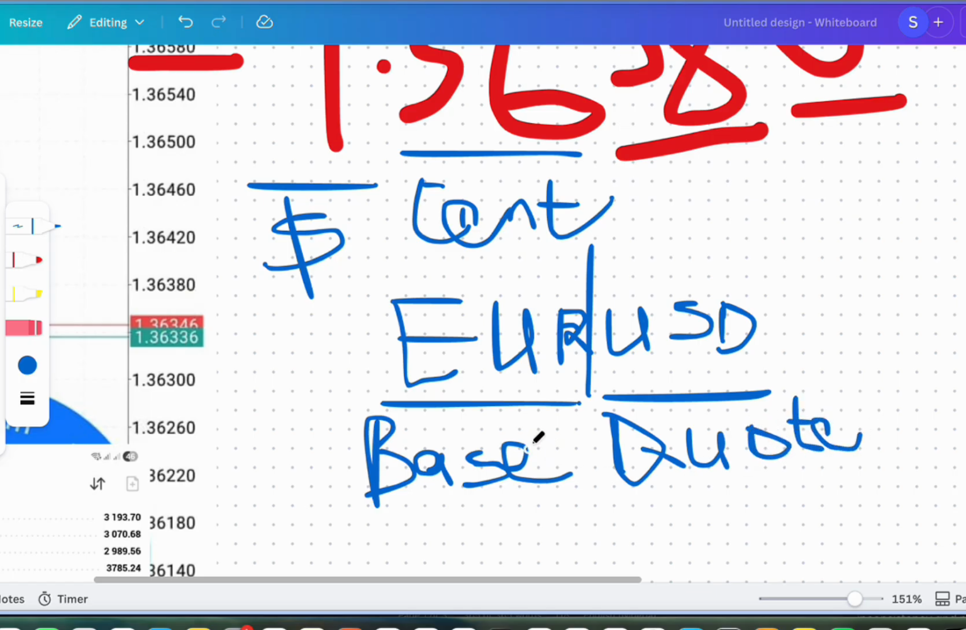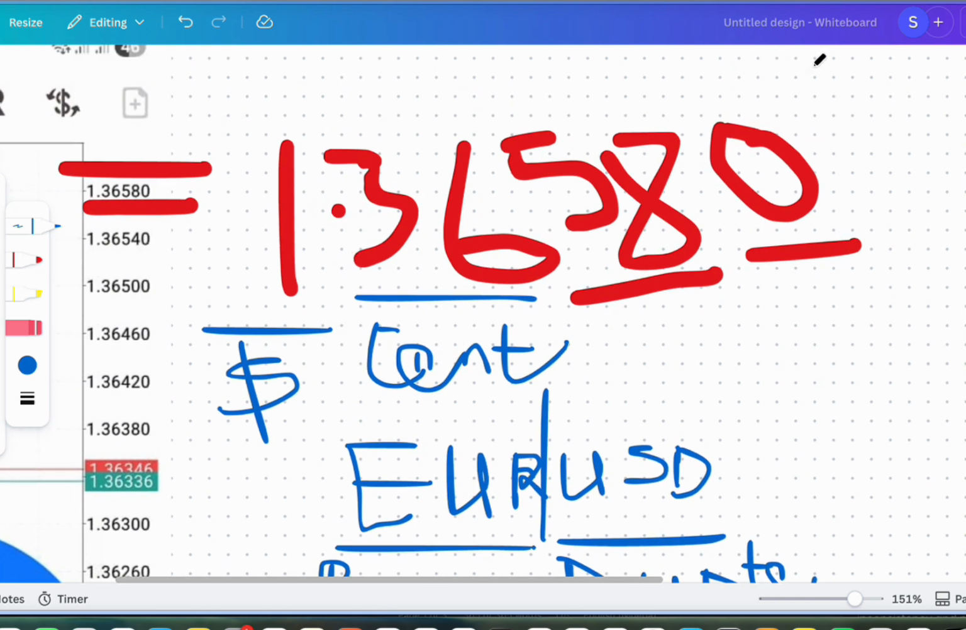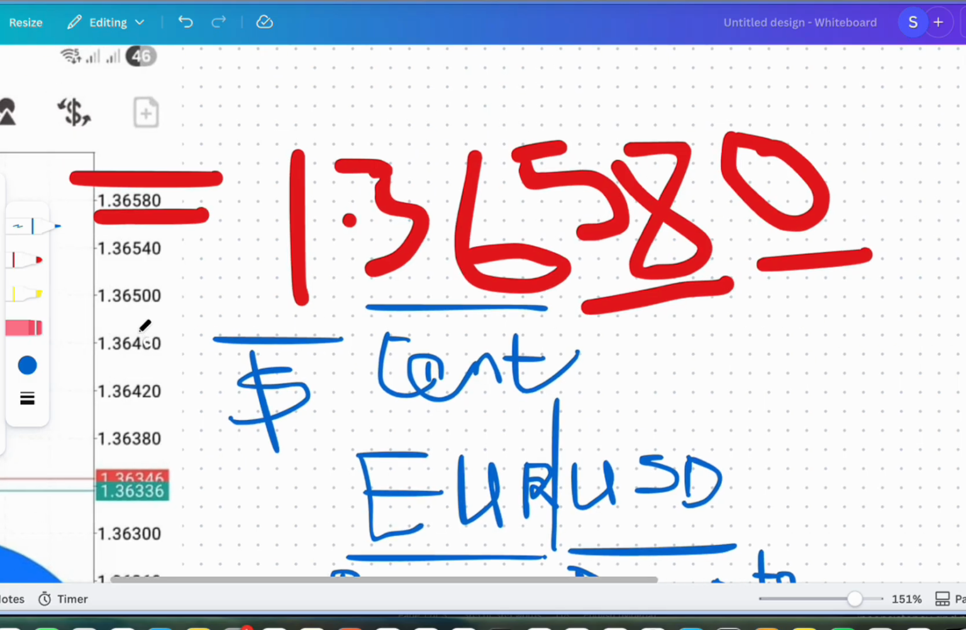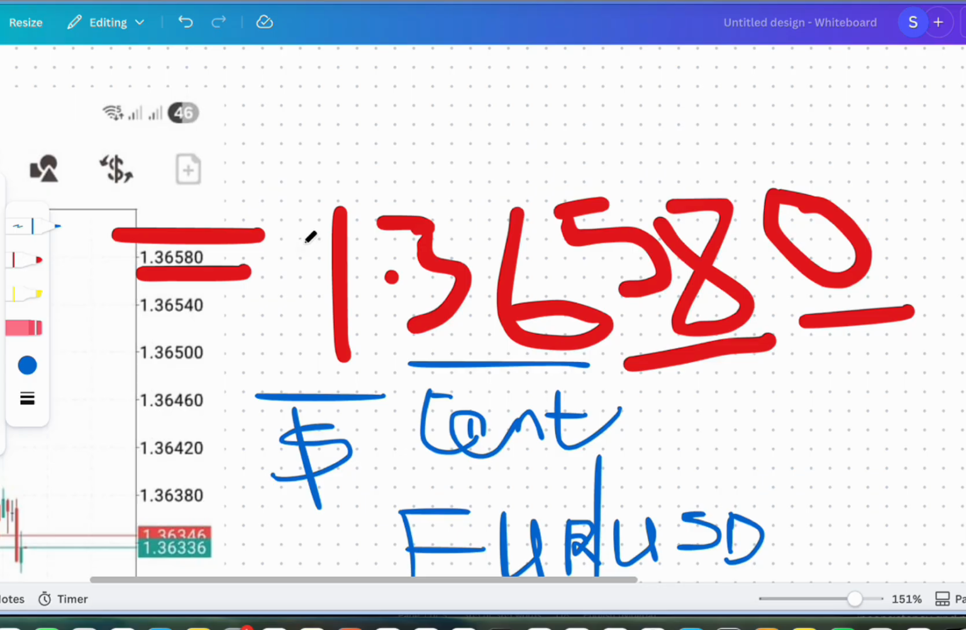So here we have the base and the quotes. Now, the base is not here. These numbers is simply a quotation to, let's call the chart the base. We are looking at euro, and the price around here is telling us what the euro is actually being rated in the dollars. So we say 1 euro is currently $1.36.